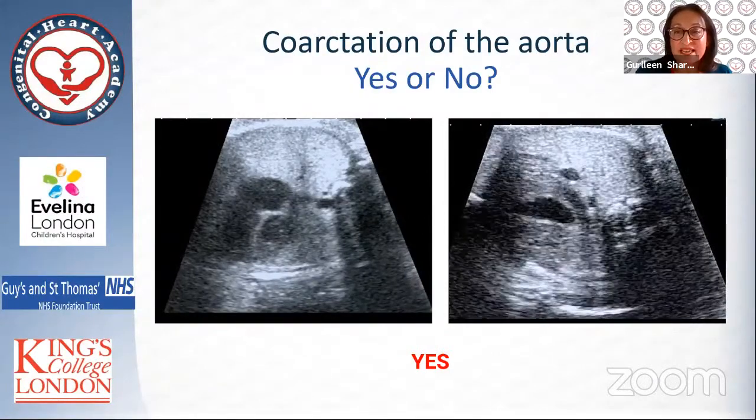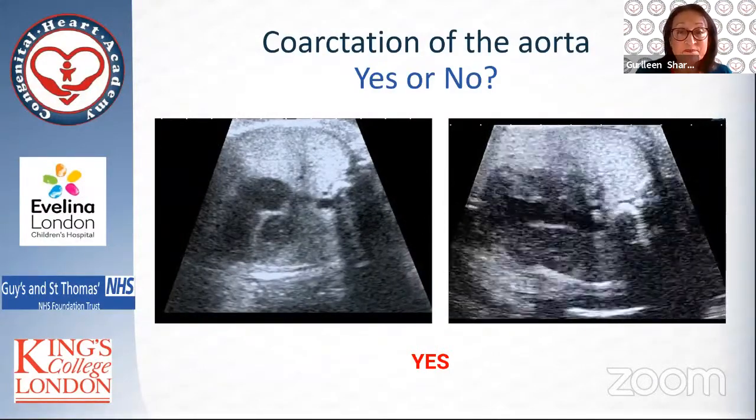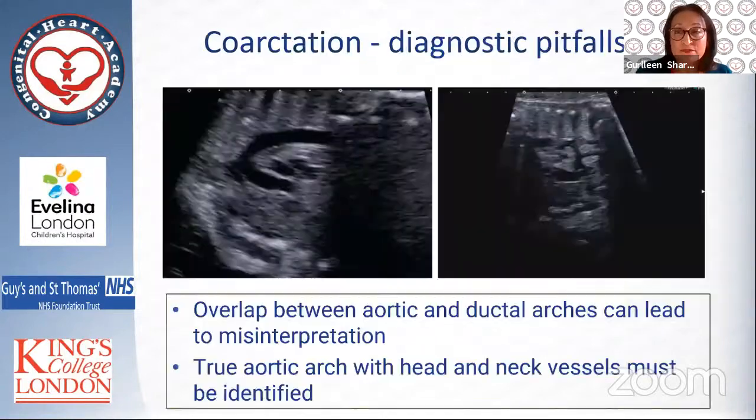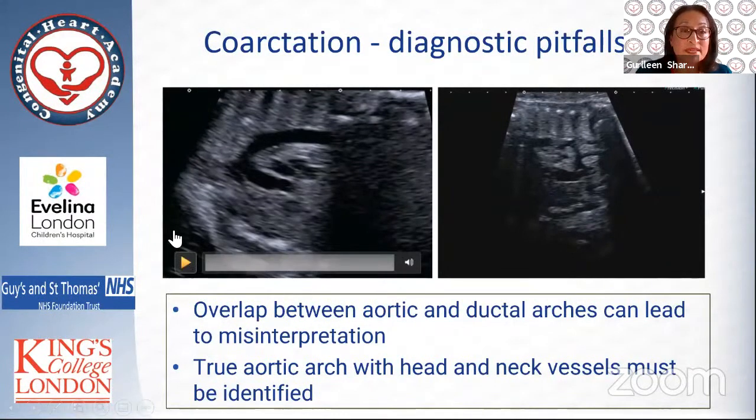It's not always easy to get, but it is very helpful if you can get it. But one of the pitfalls with the sagittal view is it's really important, particularly if your images aren't very good or the baby's in a difficult position, to make sure that you are looking at the true aortic arch. There is overlap between the aortic and ductal arches, and this can sometimes lead to misinterpretation, particularly if the aortic arch is very small. So it's really important to try and get a good view of the aortic arch with the head and neck vessels before making a comment about whether the arch is okay or not.